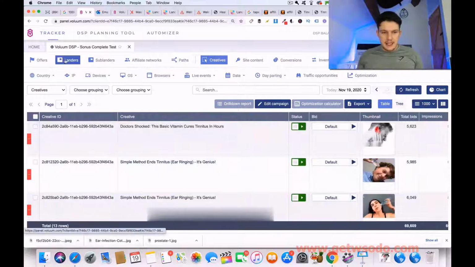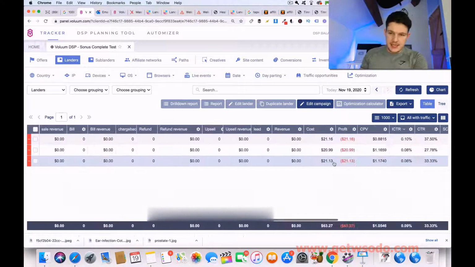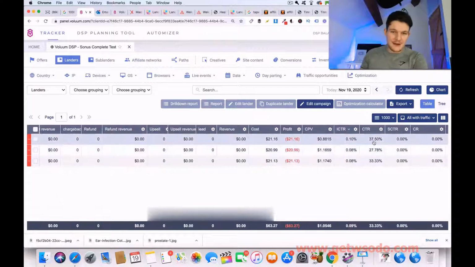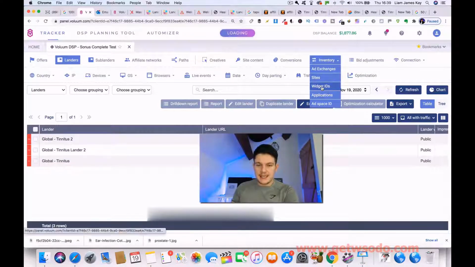And then obviously the landing pages are another element, but we've not had enough traffic to kill any landing pages really, because we want 100 clicks to each landing page before we decide to kill it. And these have only had 9, 5 and 6. But just so you can see, if we look at the click-through rate, they're very, very similar. They are very similar landing pages, so there's not a clear loser here anyway. So I'll just keep them running for now. And we go on to widget IDs.